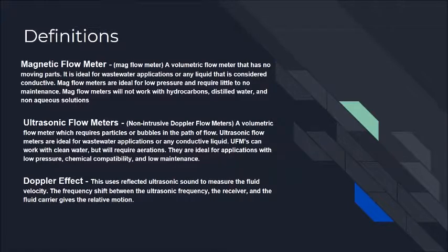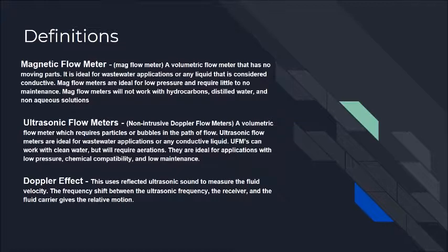A magnetic flow meter, also known as a mag flow meter, is a volumetric flow meter that has no moving parts. It's ideal for wastewater applications or any liquid that is considered conductive. Mag flow meters are ideal for low pressure and require little to no maintenance. Mag flow meters will not work with hydrocarbons, distilled water, and non-aqueous solutions.